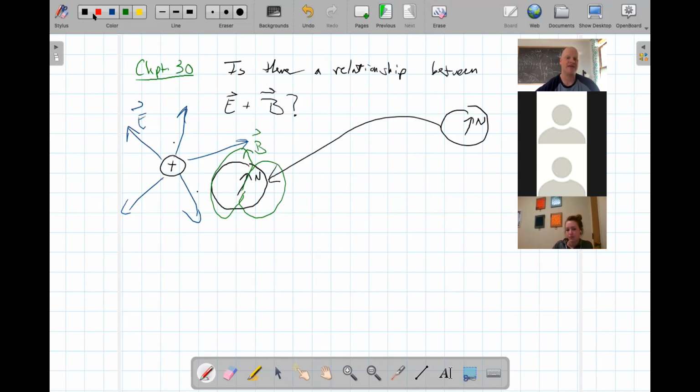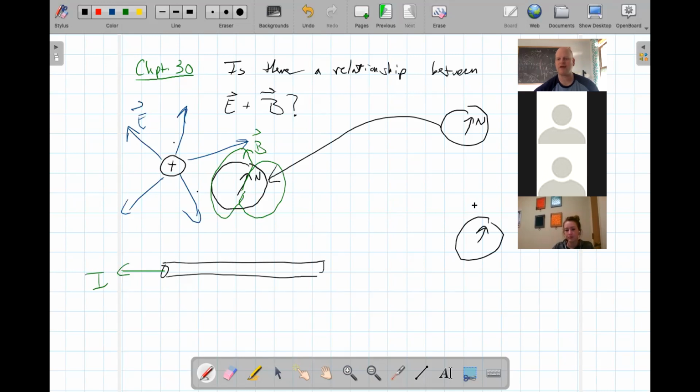However, if I took that same compass and brought it near a current carrying wire, with the current moving in this direction, then again, when it was over here, the north side would be pointing in this direction. However, if I brought the compass near the magnetic field of the wire, which is curling around in this direction, my compass needle is going to point in the direction of the magnetic field of the wire. In this case, the wire is creating a magnetic field. The compass also has its own magnetic field, so there's an interaction between the two magnetic fields.